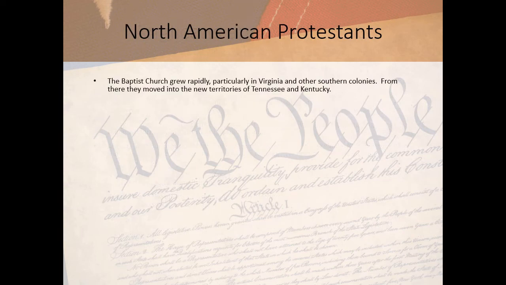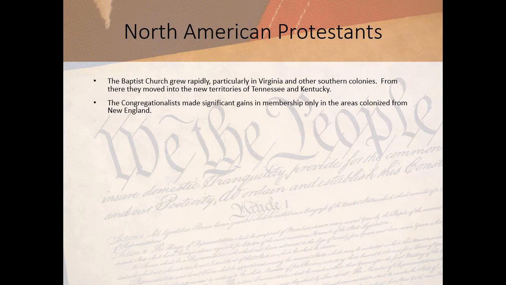The Baptist Church grew rapidly, particularly in Virginia and other southern colonies. From there, they moved into the new territories of Tennessee and Kentucky. So we know the Baptist Church is influential throughout the entire country, but the biggest part of it that's in existence today and still is very large and influential is going to be focused on the South, but it's not just in the South. The Congregationalists made significant gains in membership only in the areas colonized from New England. So they're going to kind of be regional. They're not going to really move a whole lot from there.